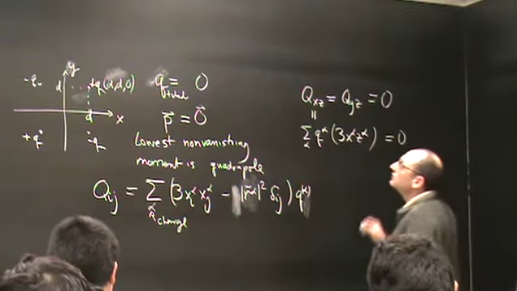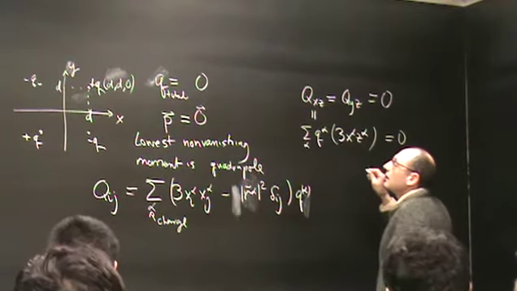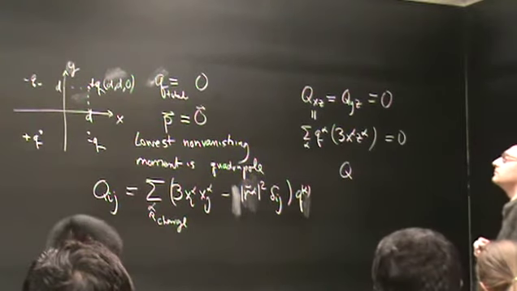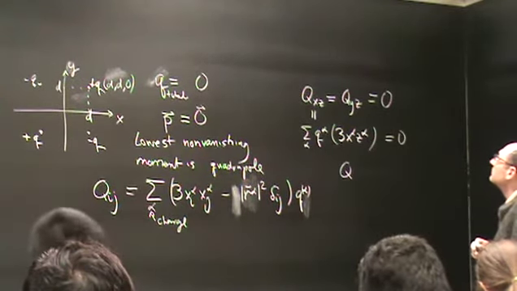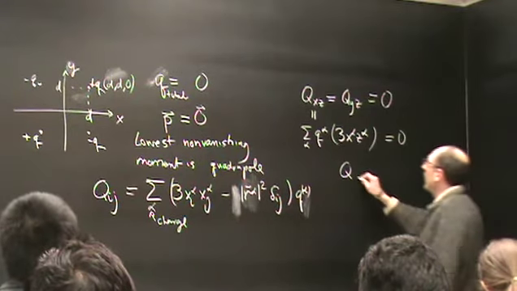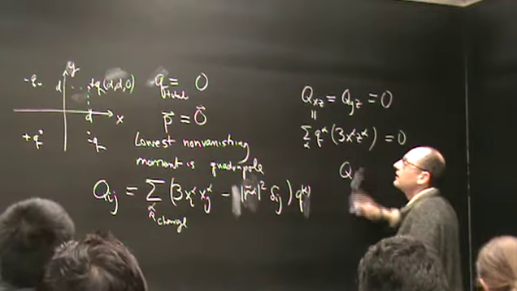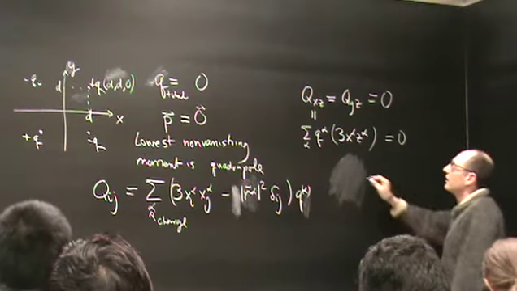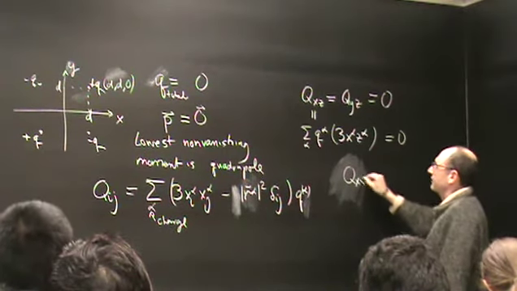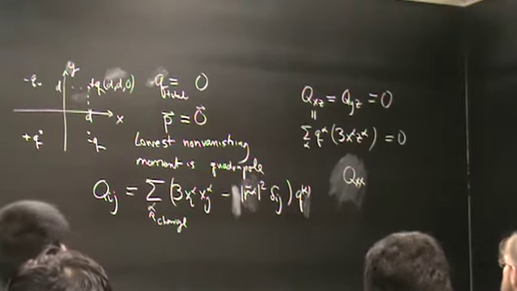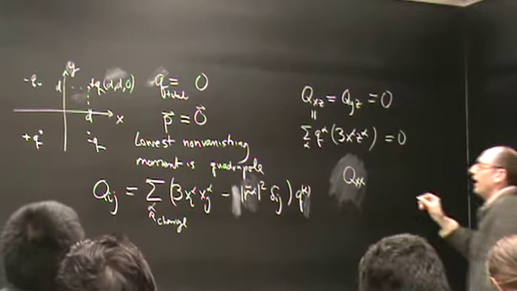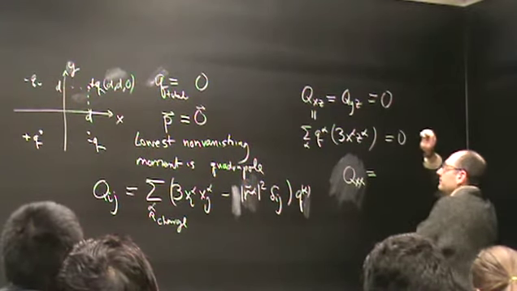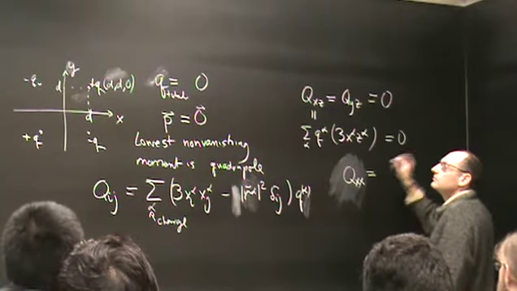Also, what is true is, if I look at, let's look at qxy. No, I don't want qxy. Well, let's just write it out. So let's look at qxx as an example. Qxx is equal to, what do we got?